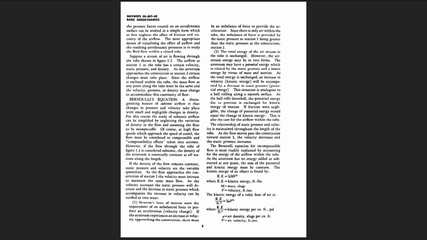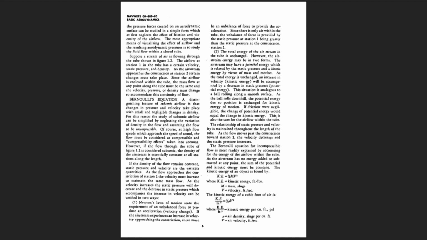The Bernoulli equation for incompressible flow is most readily explained by accounting for the energy of the airflow within the tube. As the airstream has no energy added or subtracted at any point, the sum of the potential and kinetic energy must be constant. The kinetic energy of an object is found by KE equals 1/2 mv squared, where KE equals kinetic energy in foot-pounds, m equals mass in slugs, and v equals air velocity in feet per second.